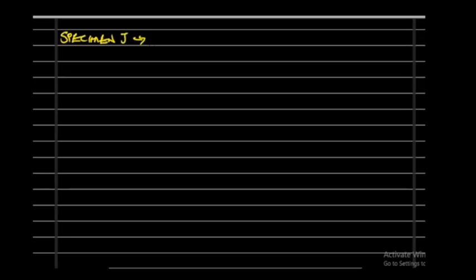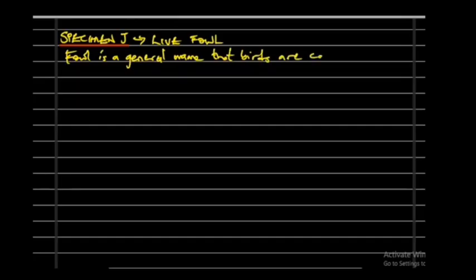Specimen J is live fowl. Live fowl. That is our specimen J. Now, fowl is a general name that is used for representing domestic poultry birds or birds generally. It is a generalized name that birds are called. We have different examples of these fowls.